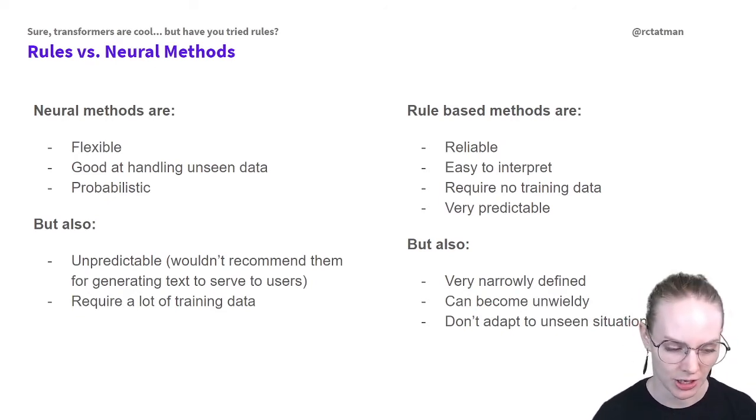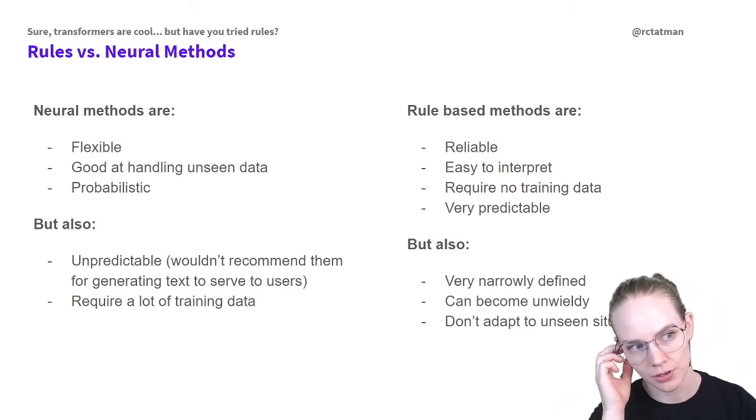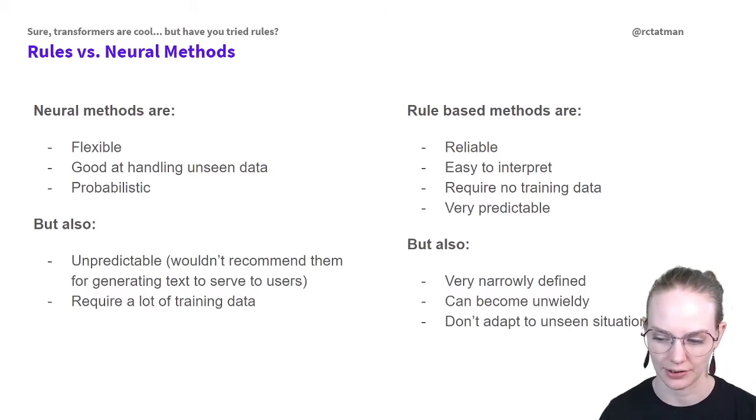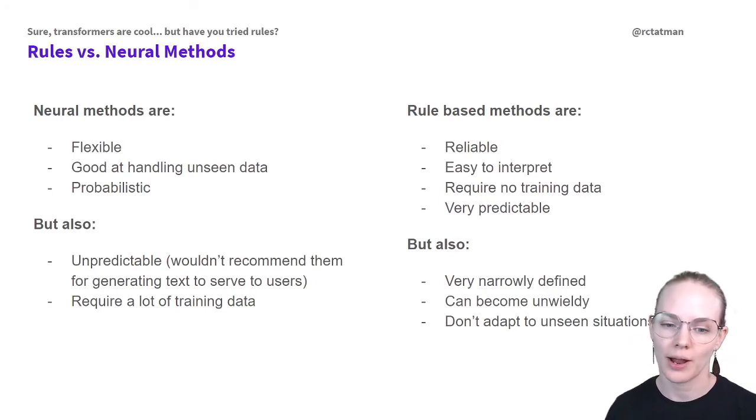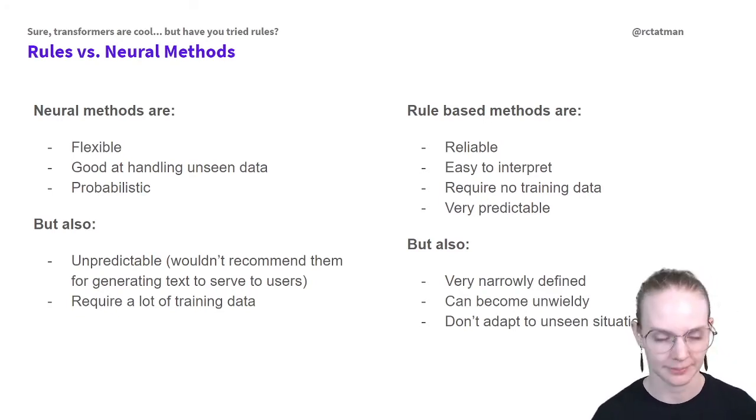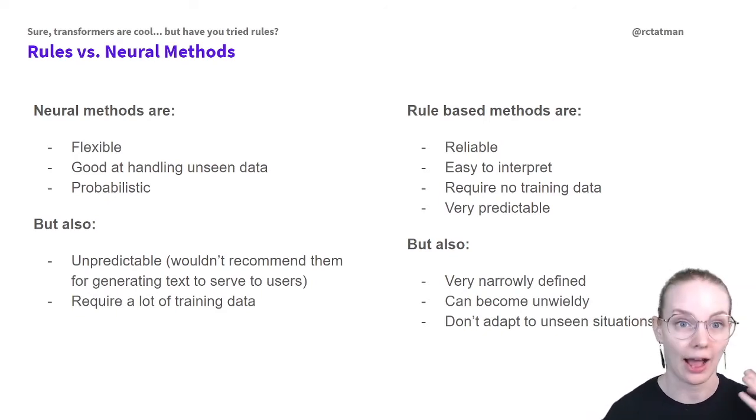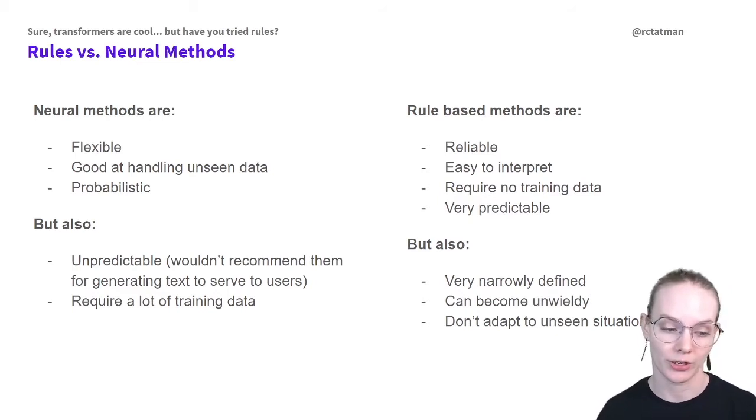So for example, I mentioned that GPT-3 is really good at generating text, but you can't tell before it does it what text it's going to generate. So I don't think it's necessarily a good idea to serve that raw text to users. And they also require a lot of training data. And this is just leaving aside the question of how much time and energy it takes to train the models, which is quite a bit.